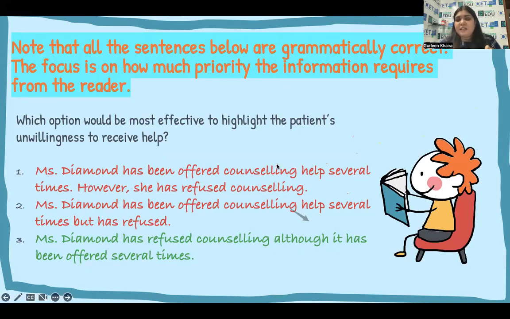I will not even say correct, because all of these are grammatically correct. They're all grammatically correct. But now it's more to do with appropriateness. What is the most appropriate way of conveying this information to the reader? And that is the third one. Because when you write number 3, that will convey to the reader that this deserves our attention. Ms. Diamond has refused counseling. Although it's been offered in the past, she has currently refused counseling help.